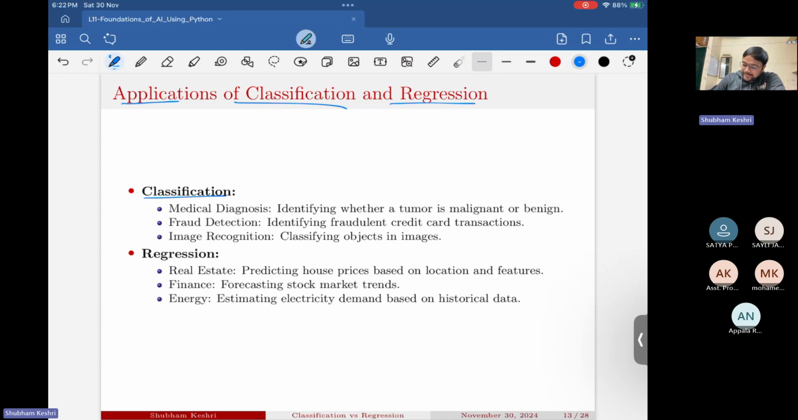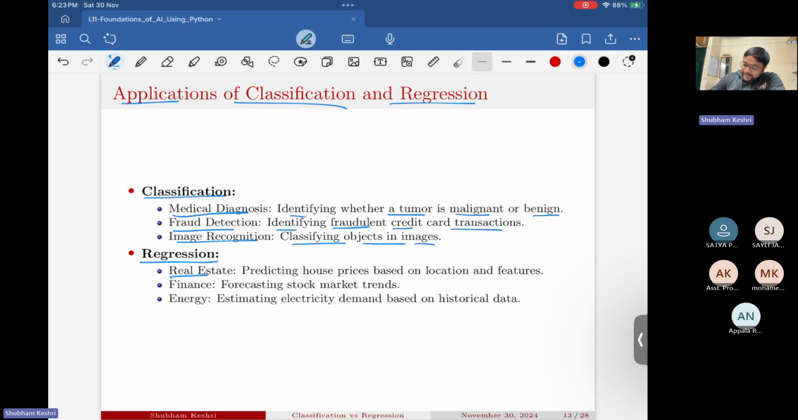I have given some examples: medical diagnosis to identify whether a tumor is malignant or benign; fraud detection, to identify whether a credit card transaction is fraud or not; image recognition, to classify an object in the image. For example, you show Google Lens an image of an animal. It can classify that into different animal classes, right? It is a dog, it is a cat, it is a mouse, and so on. That can also be a classification problem.